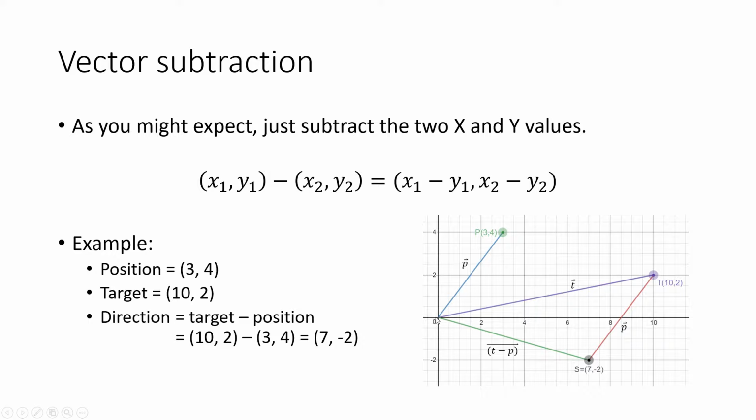Now if you use that as a vector from the origin, 7, minus 2, it takes us away down here, which doesn't make a lot of sense. But that green line, it would fit exactly on here. So that represents the distance from T to P.